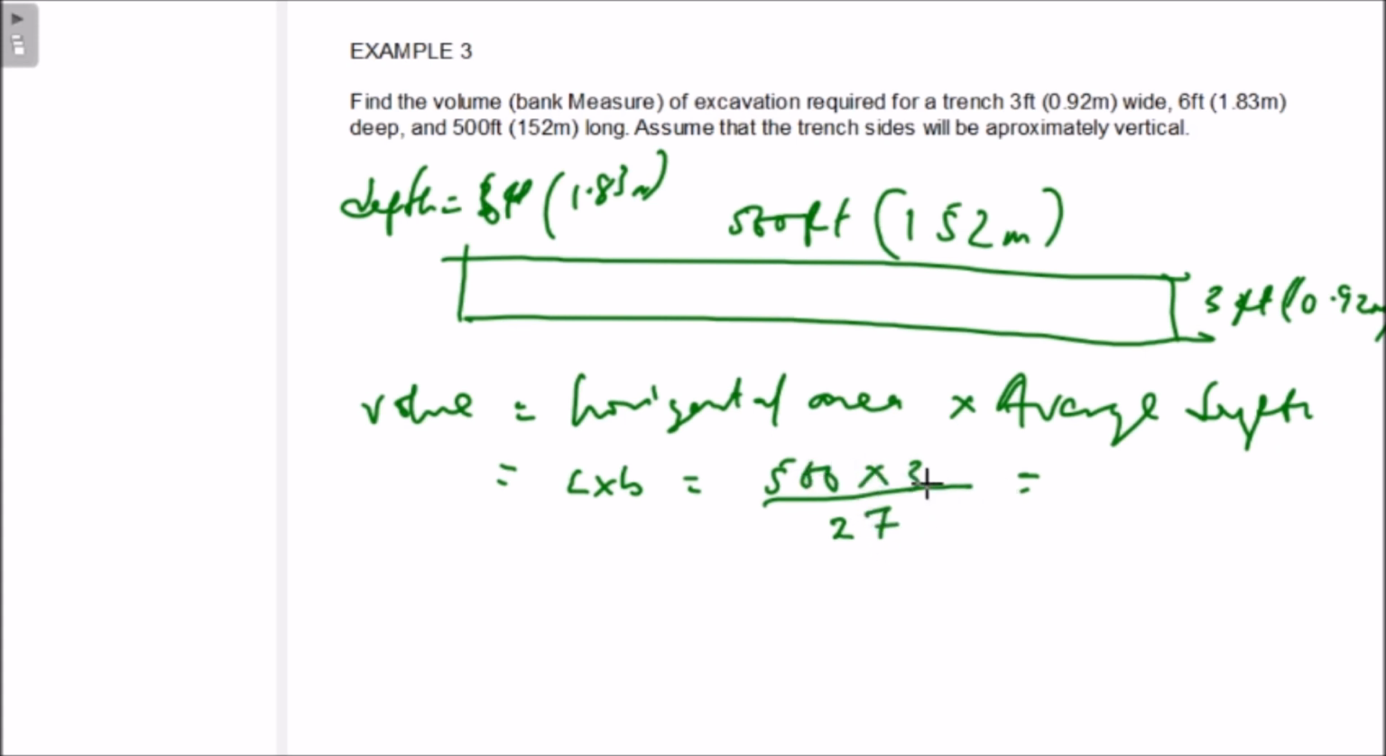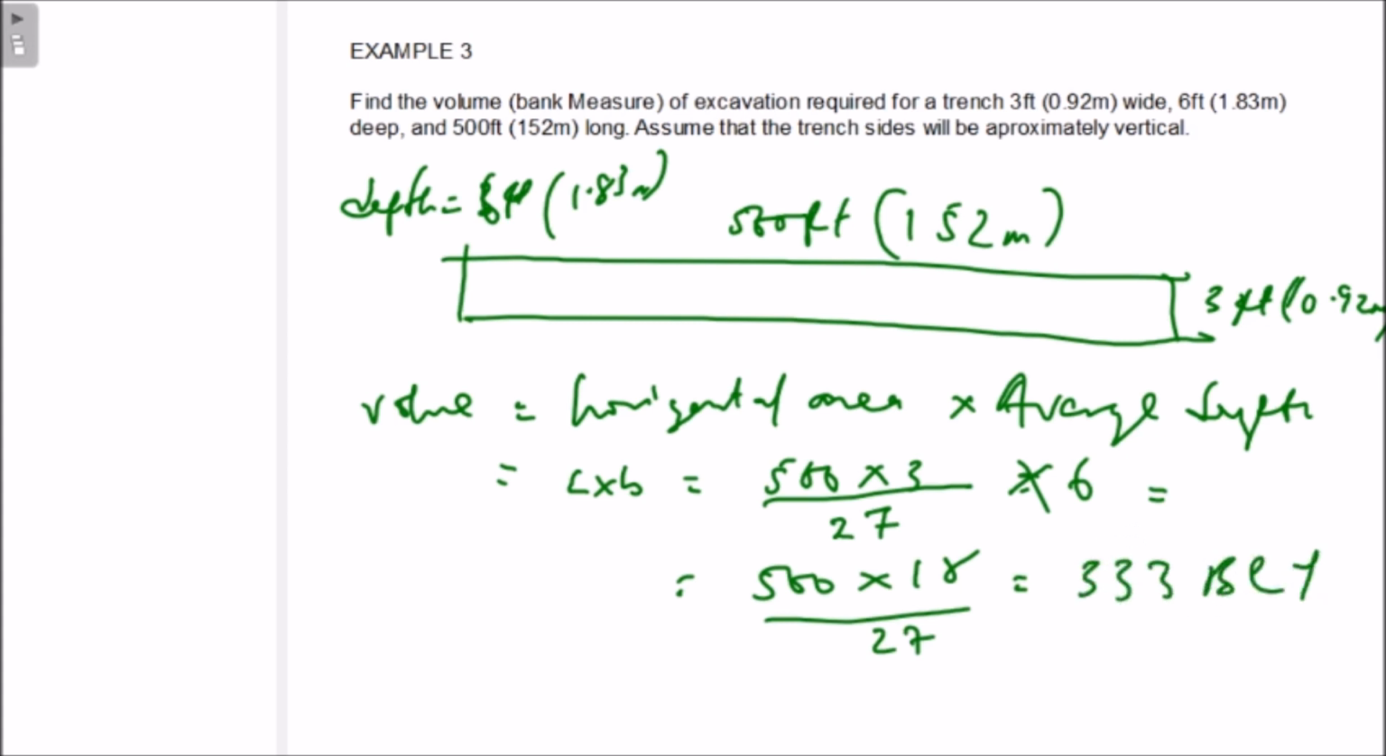So we say 500 by 3. This 500 is the length, the width is 3, and only one depth is given to us, so we use it, which is 6. So I have 500 by 3 by 6 over 27. This will be equal to 500 multiplied by 18 over 27, and this will be equal to 333 bank cubic yards.